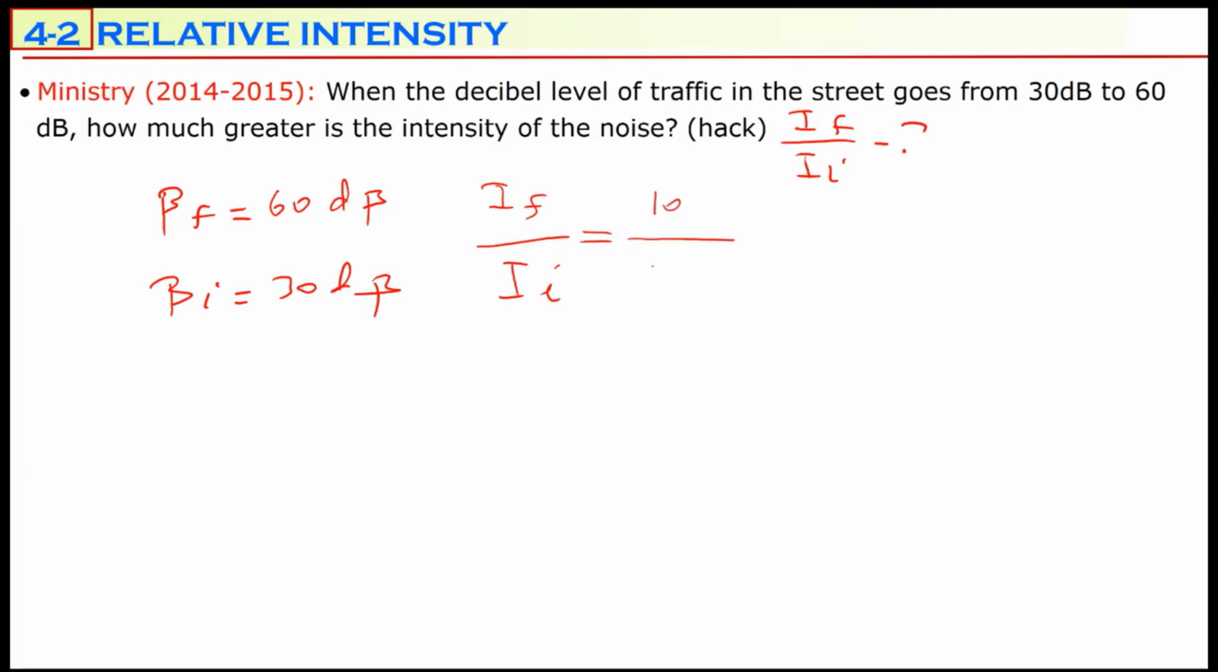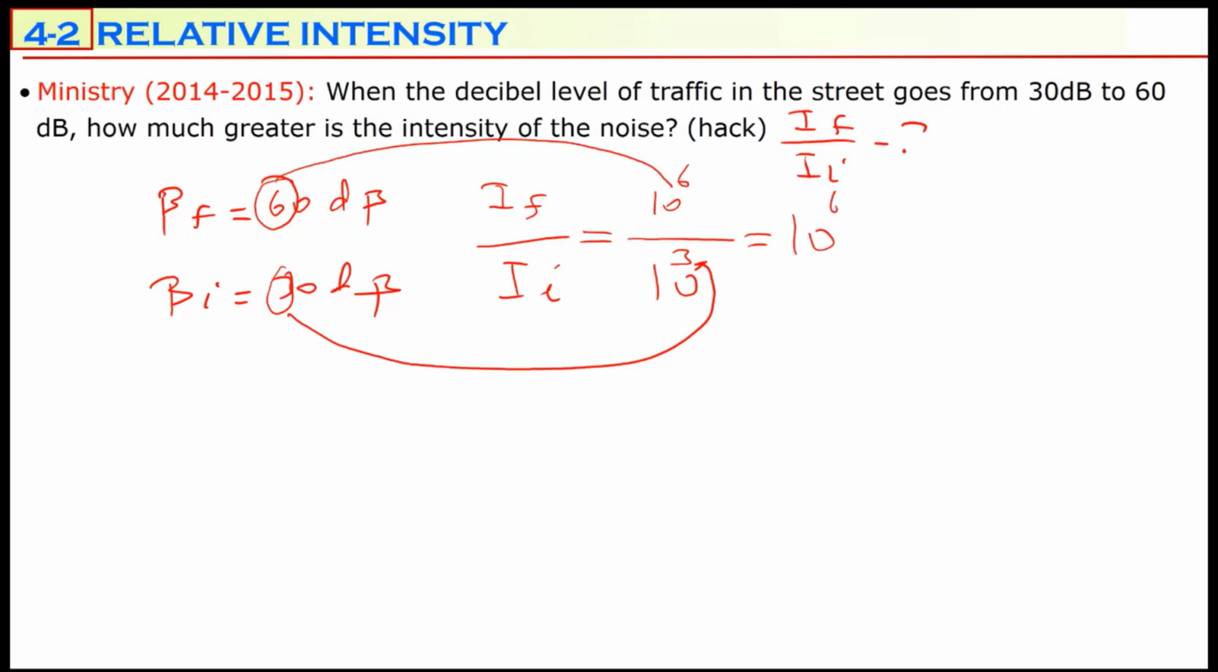Write 10 and 10. After that, get the 6 first. What is this called in mathematics? This 6 here is a power, and this 3 here is a power. 10 to the power of 6 divided by 10 to the power of 3 is how much? 10 to the power of 6 minus 3, that is 10 to the power of 3, that is 1,000.